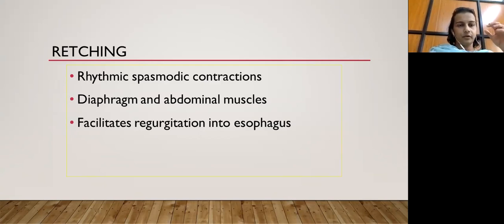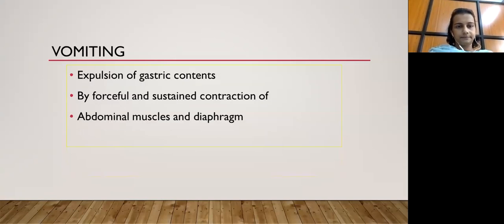So what is retching? Retching is the process just before we vomit, with rhythmic spasmodic contractions done by both the diaphragm and the abdominal muscles. When we start vomiting, the contents from the stomach have to come to the esophagus and then out into the mouth. By contracting the diaphragm and the abdominal muscles, it facilitates the regurgitation of the contents into the esophagus and then ends up in the act of vomiting. And vomiting is the expulsion of the gastric contents. Again, it involves a forceful and sustained contraction of the abdominal muscles and the diaphragm.